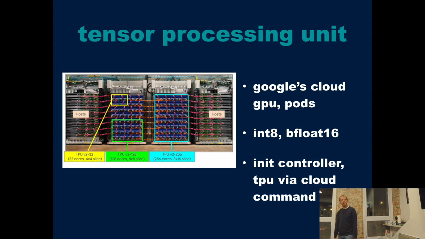So now we'll look at the tensor processing unit, or TPUs. This is Google's cloud GPU that they've actually made themselves. It's custom hardware, but you can access it via the Google Cloud Console. They support some different data types. I did a talk last fall on TensorFlow and Swift where we went deeper into these data types.